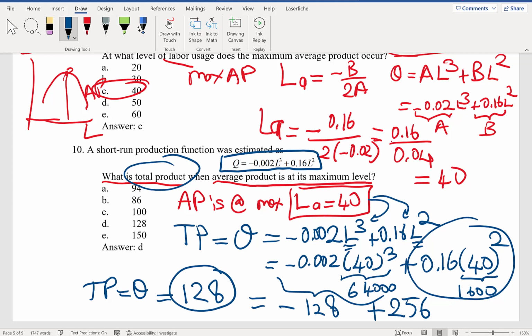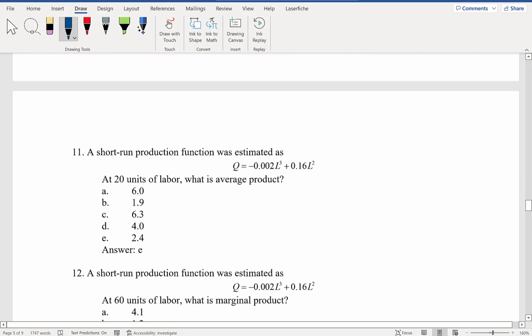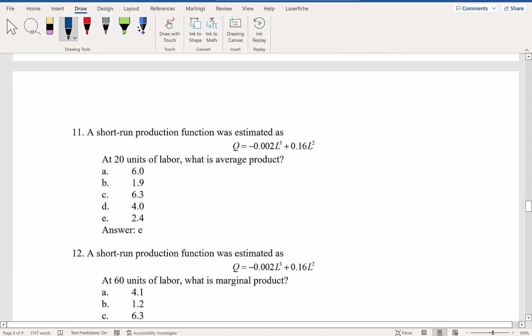So when average product is at its maximum level, you're producing 128 cars by using 40 workers. Okay, I'm just assuming we are producing cars. That's not bad, right? So break down the question, really read the question. Question 11: the short-run production function was estimated, the same function.